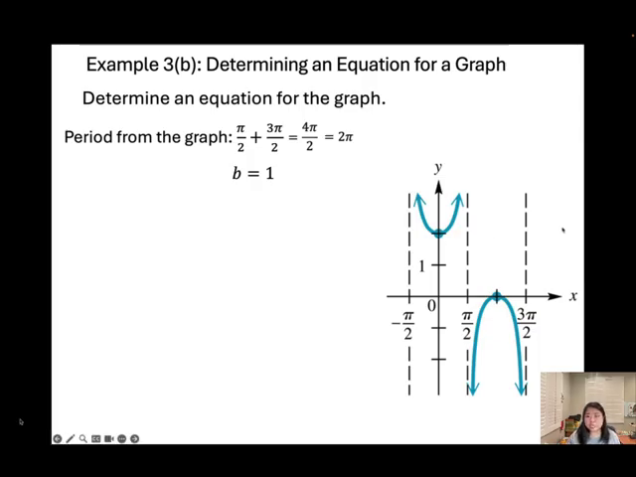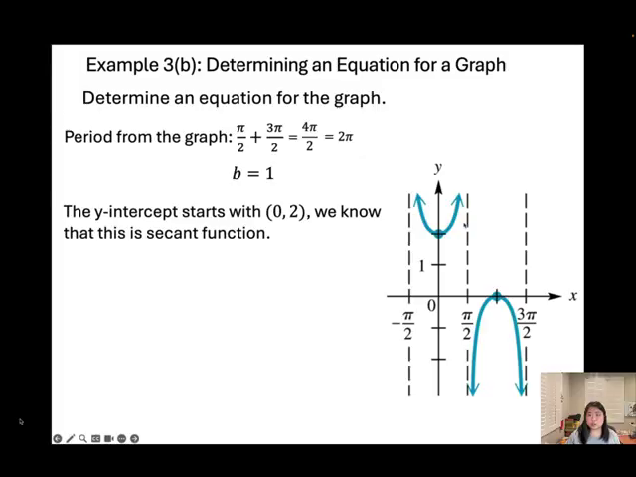Now we're going to look at the y-intercept. The y-intercept starts at 0, 2 here. So we believe this is going to be the secant function. Okay, because remember that cosine will be starting from 1 and then going down and then going up like this. So this is the reciprocal of the cosine, which is going to be the secant. And then the distance from the point here, you can see the whole graph is going to be shifted upward 1 unit. Okay, so we could draw the line here. We move it up here 1 unit.